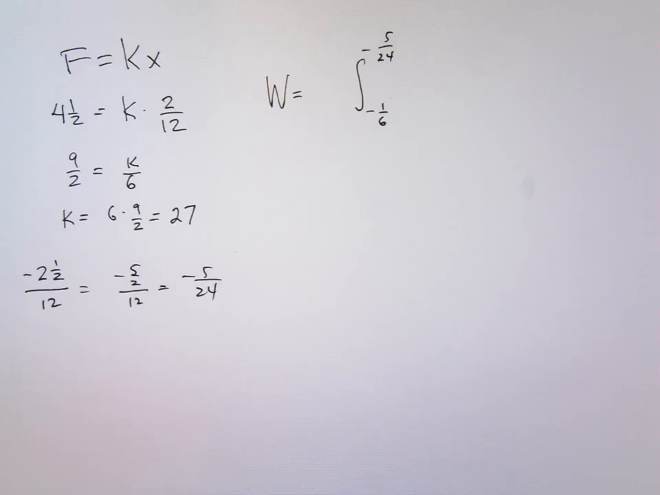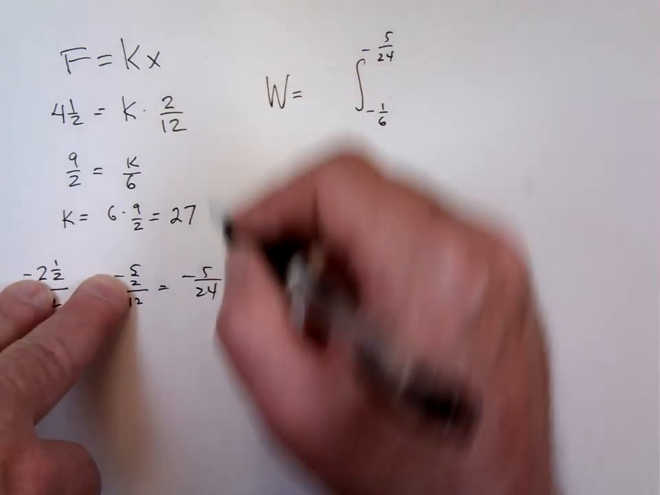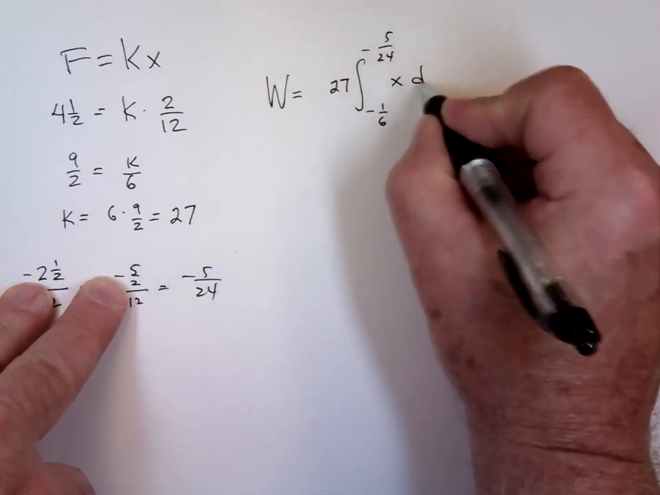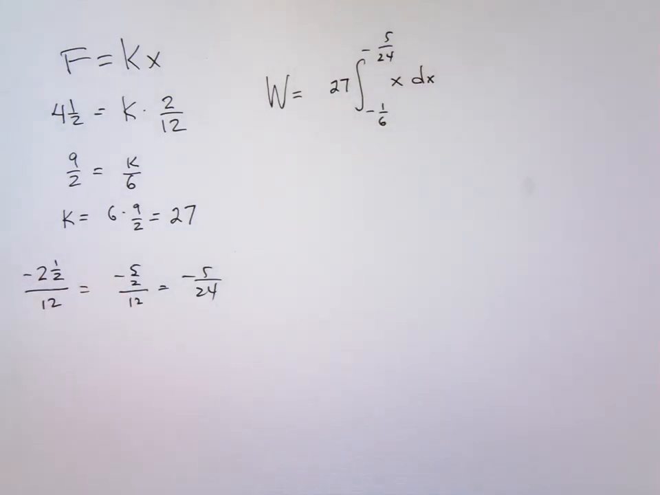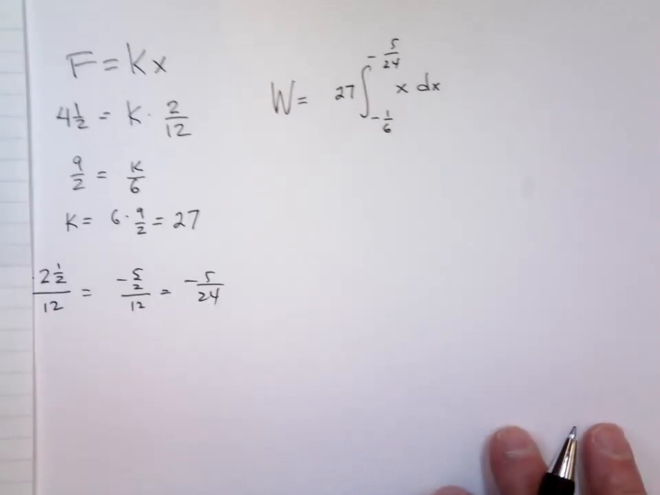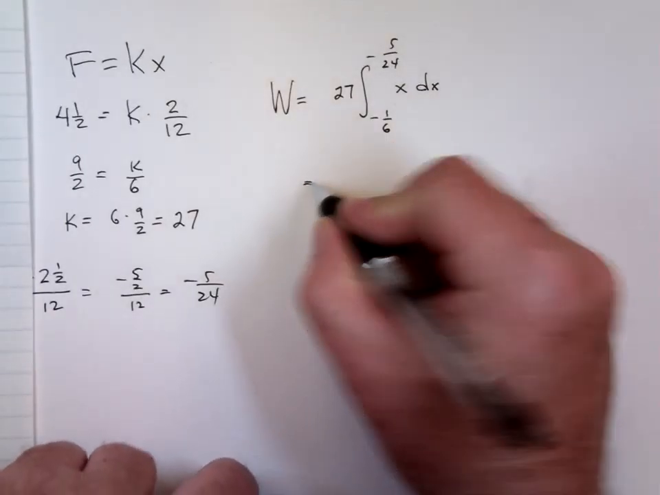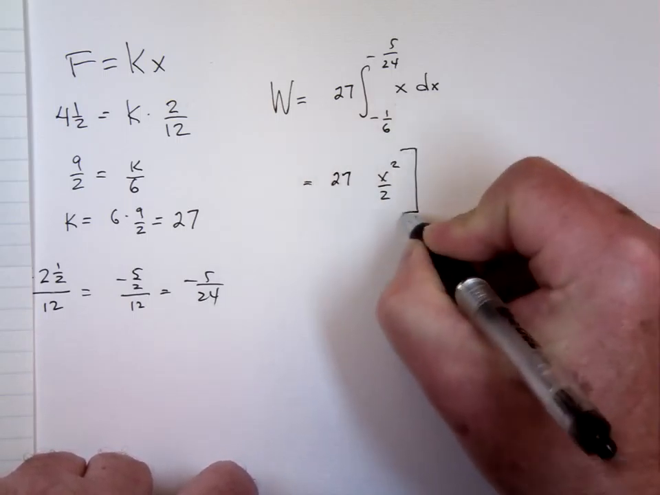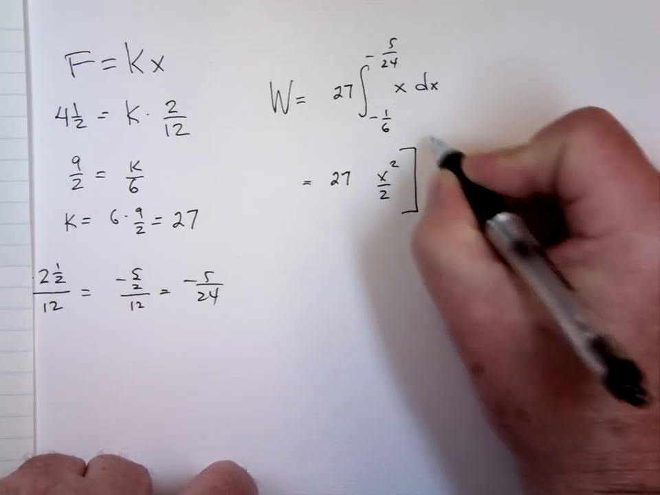Seems to me that's what we need to do, and then we need to integrate kx, okay? K is 27, x dx. Now, this is what Jim and I did beforehand, and WebAssign insisted the answer was 1.2, and we got an answer of 0.2. I disagree with WebAssign on this, so let's see what happens. You get 27, x squared over 2, negative 1/6, negative 5/24.